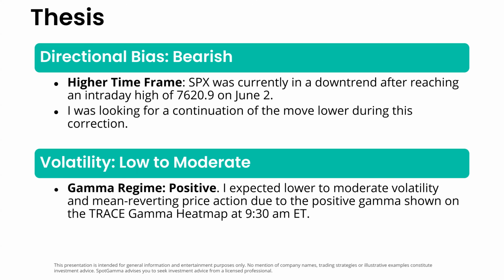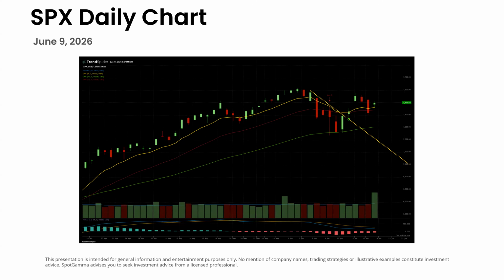I also expected lower to moderate volatility and mean-reverting price action due to the positive gamma shown on the TRACE Gamma Heat Map at 9:30 a.m. Eastern Time. Let's take a closer look at the basis for my thesis.